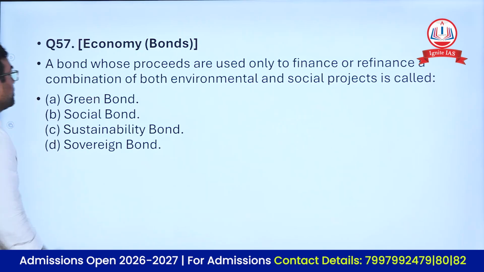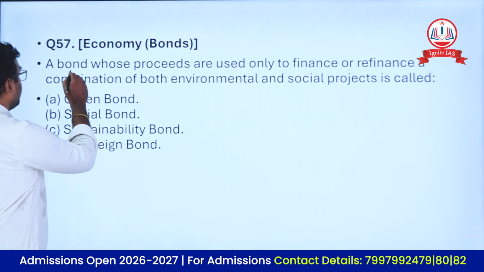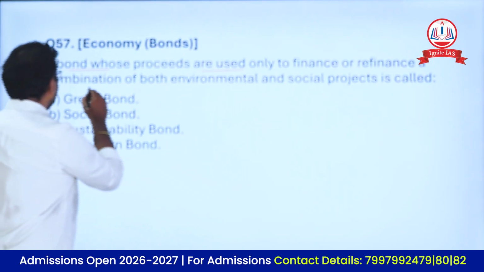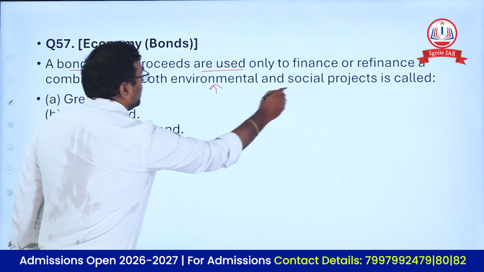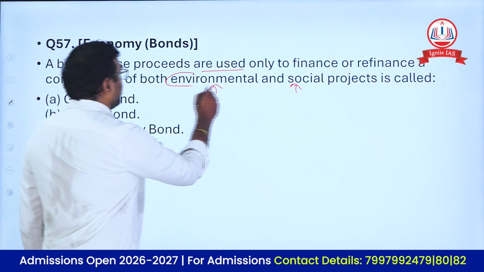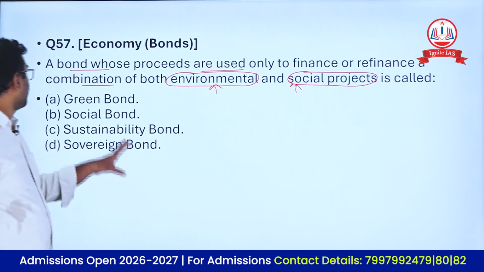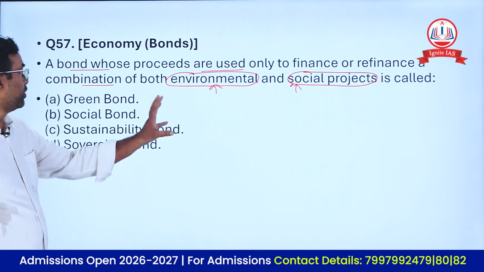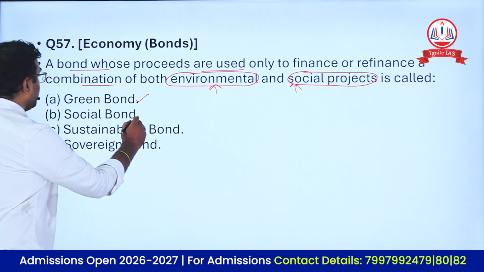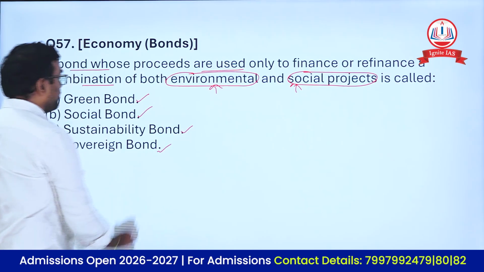The next question we will try to discuss is related to bonds. The first statement says that a bond whose proceeds are used only to refinance a combination of both environmental and social projects is called what? They have given environmental as well as social projects. So combined, if any type of bond is issued for both, those are called: option A, green bond; option B, social bond; option C, sustainability bond; option D, sovereignty bond.